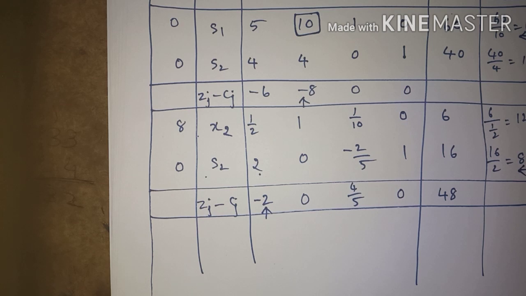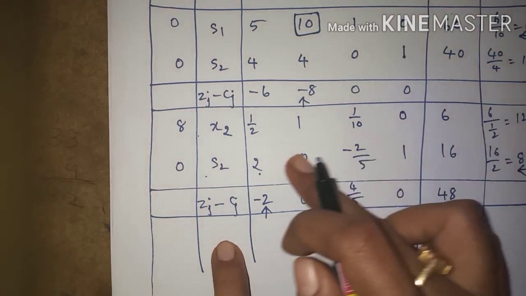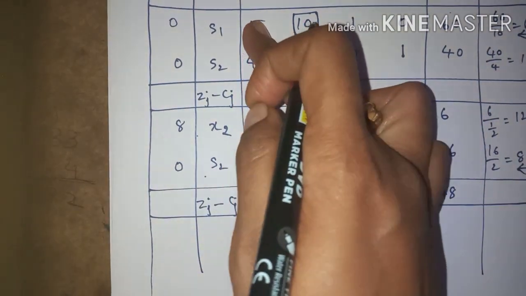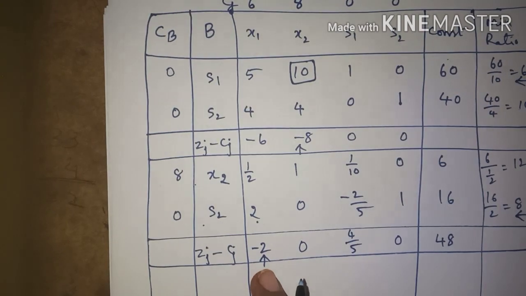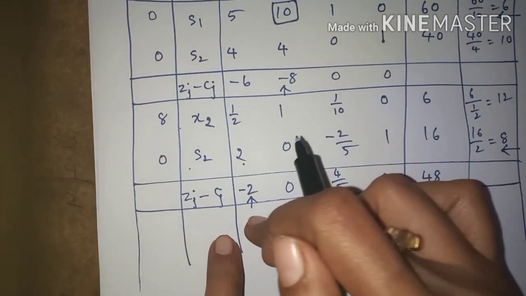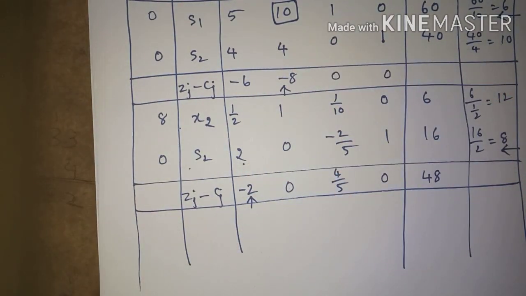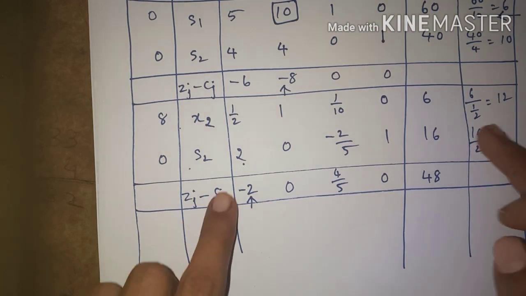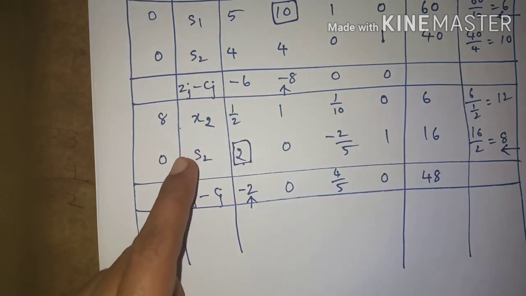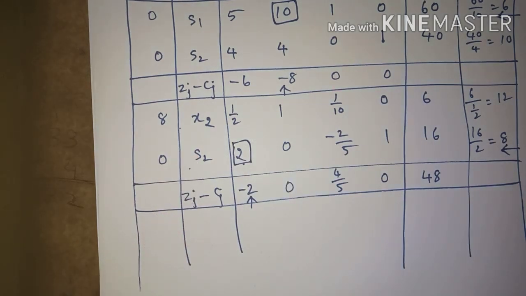That's why I choose this row. Now S2 is the leaving variable, whereas X1 is the entering variable. S2 is leaving the basis, whereas X1 is entering the basis. The coinciding value is 2. That means 2 is the pivot element. What we have to do with that 2? We have to convert the pivot element into 1 and the other values in the column into 0.